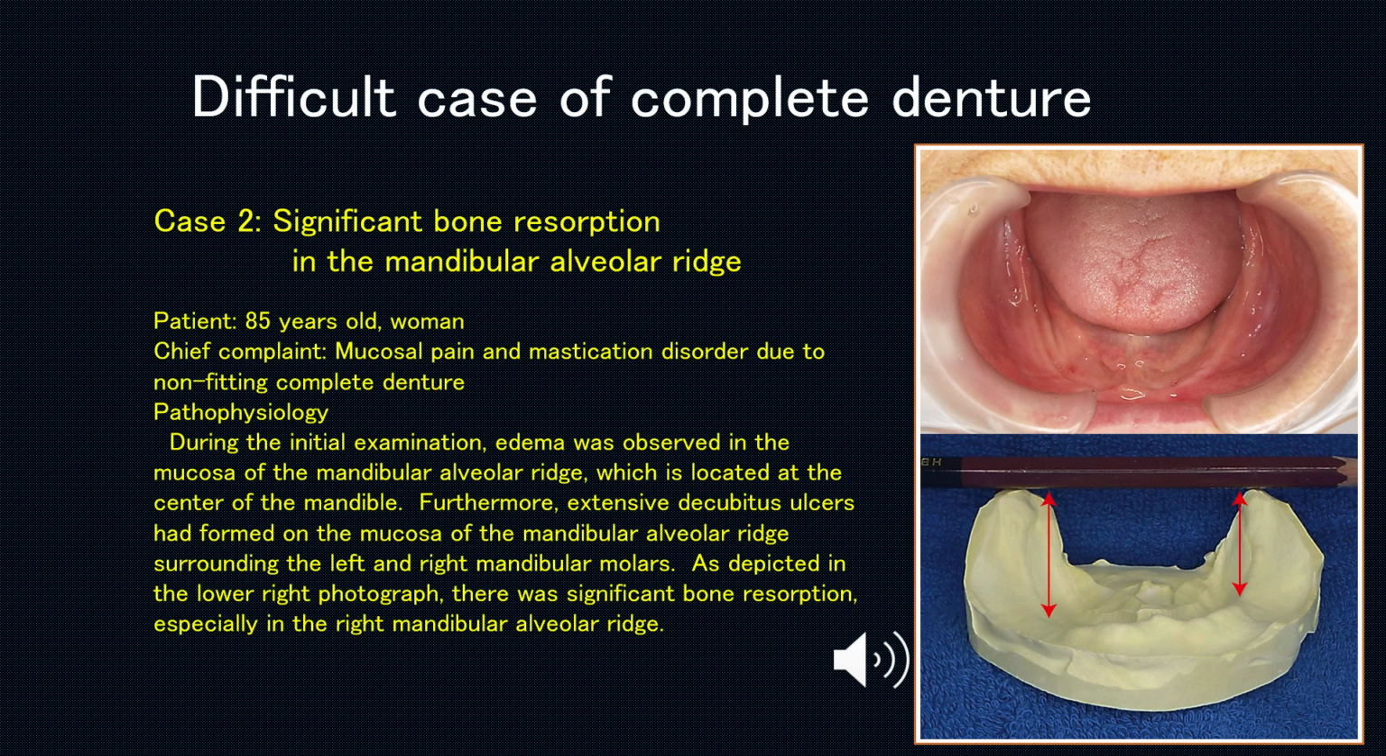Case 2. Significant bone resorption in the mandibular alveolar ridge. Patient, 85 years old, woman. Chief complaint: mucosal pain and mastication disorder due to non-fitting complete denture.